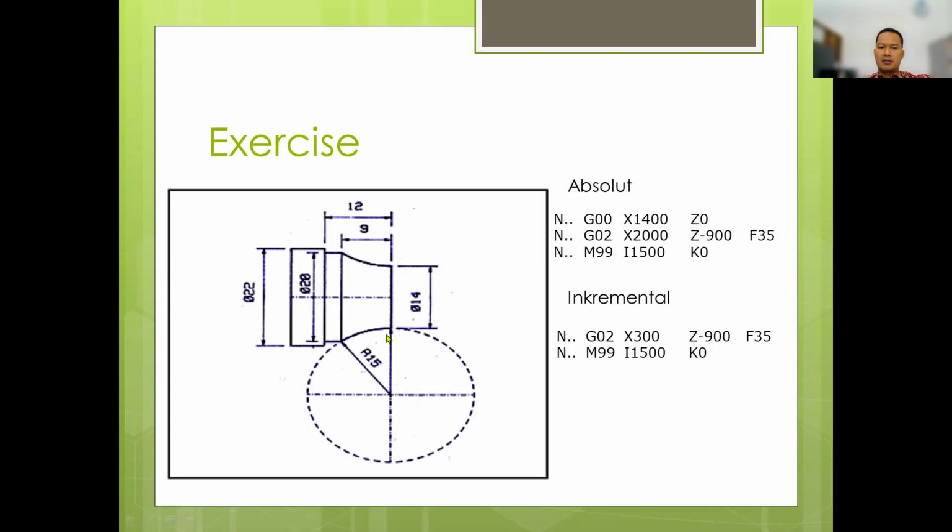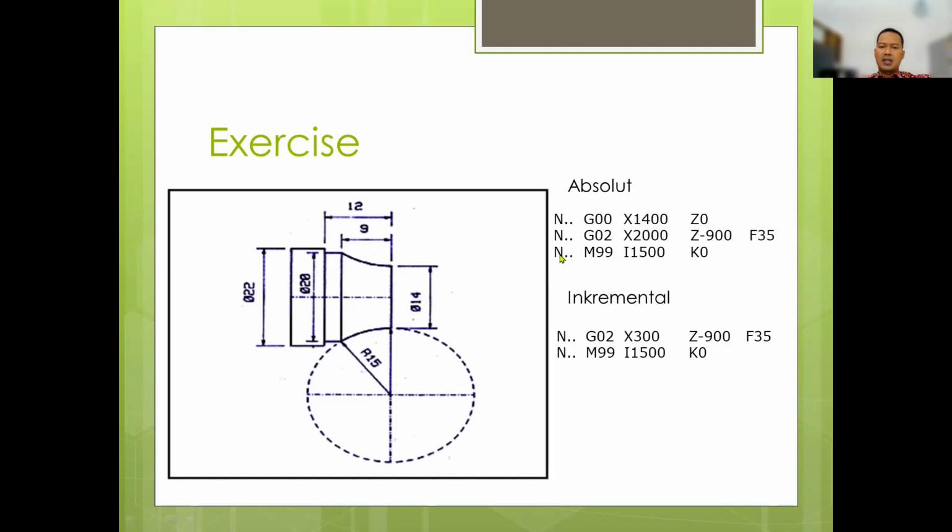20 is the last, the final diameter. You see from here, the diameter is 20, and then the Z is the distance from the starting point in the Z direction. You see from the figure, this is 9 millimeters. The minus means the movement is to the left because the zero point position is at the face of the part here. And then the feed is 35 millimeters per minute.